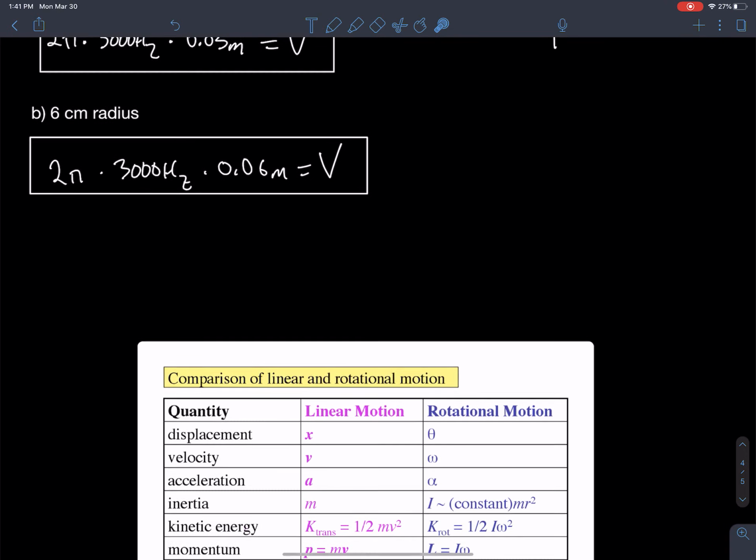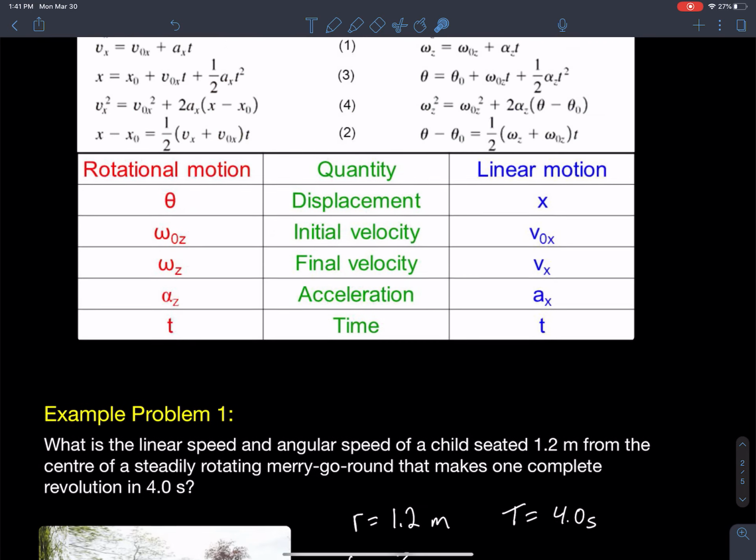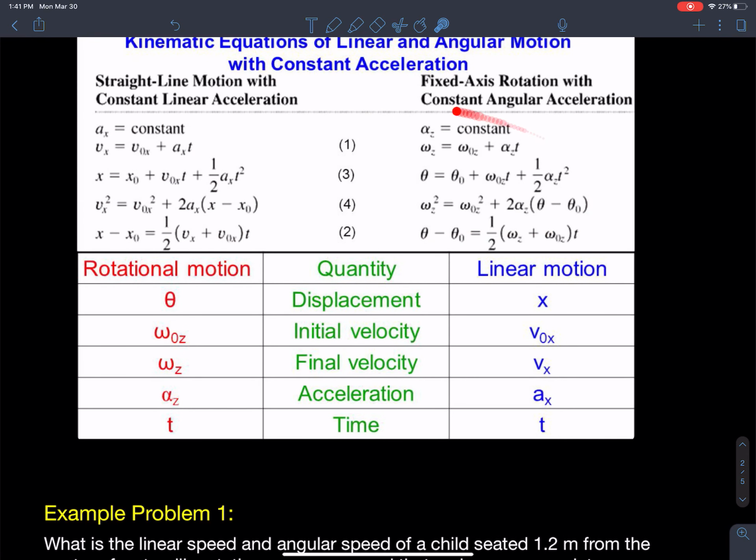Just to summarize though, this table here, we need to be pretty comfortable doing that, and that's what the problems are there for. All right, good luck.